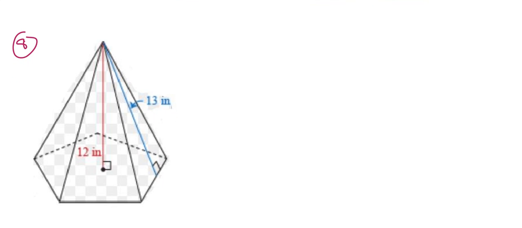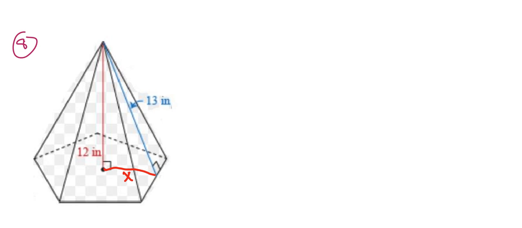So for the next problem, this one is different. It's a pentagonal pyramid, but what's missing this time is not the slant height. Every other problem, what was missing was a slant height. This time, what's missing is the actual apothem. This one's still pretty much going to be a Pythagorean theorem situation, but there's going to be an extra step as well.